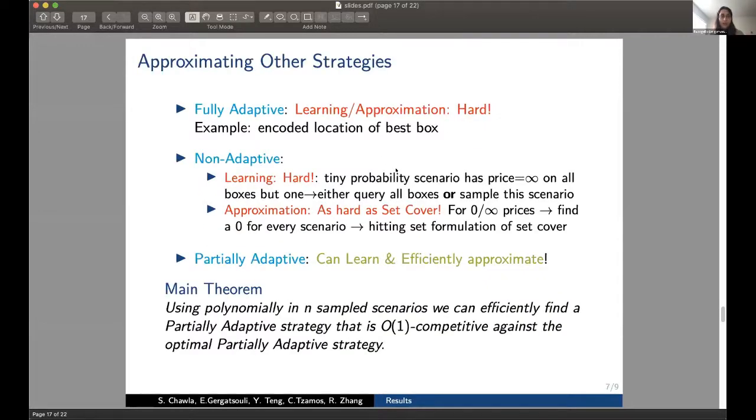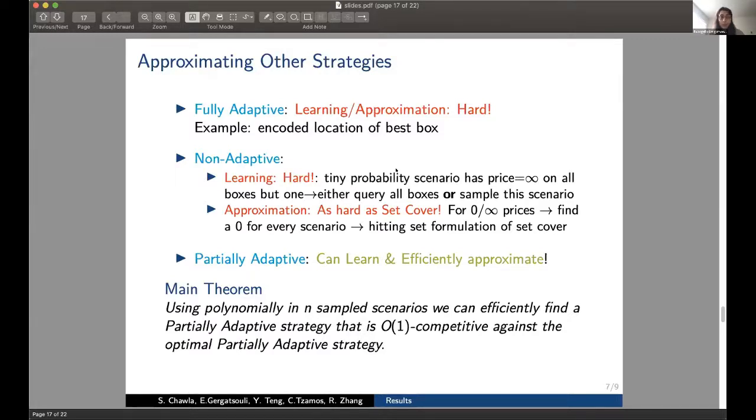So let's go back to our initial question. What can we approximate now with all these strategies? The fully adaptive, we said, is hard to do. So what about non-adaptive? Again, in that case, things do not seem very hopeful. Both learning and approximation are hard. For the learning part, think that there exists some tiny probability scenario that has price infinity on every box except for one. So in order to avoid infinite expected cost, we need to query all the boxes or sample this tiny probability scenario. In terms of approximation, again, think that the boxes only have 0 and infinity prices. We need to find a 0 for every scenario, so that we avoid infinite cost. This is basically the hitting set formulation of set cover. So again, this seems hard to approximate.